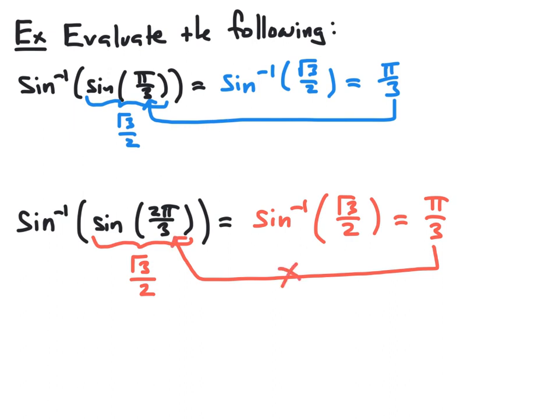So here we composed a function and its inverse function, and we did not get the angle that we started with. The reason is that 2 pi over 3 is not between negative pi over 2 and pi over 2, and so it's not in the correct range for the inverse sine function. This is why we need to be very careful when evaluating compositions of a trig function with its inverse. Sometimes it will be the angle that we start with, as in the first case here, and other times it will not be.